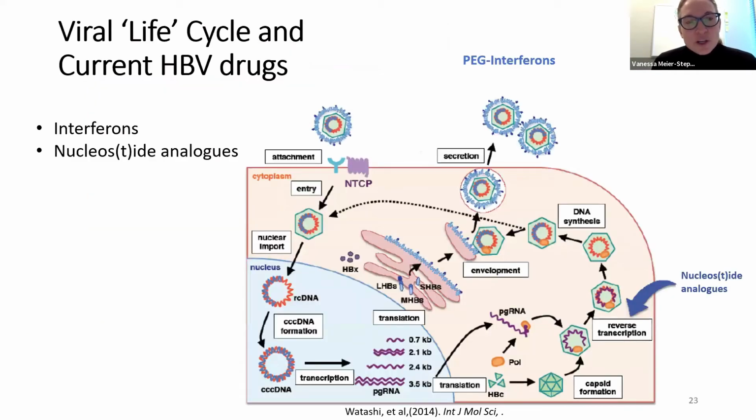And so just to give a snapshot of the life cycle and current drugs for hepatitis B, I'm going to show you this figure here. If you can follow where my mouse is right now, the virus enters through a receptor on the hepatocytes, the NTCP receptor, which is actually a bile salt receptor. It was only discovered in 2012, so fairly recently.